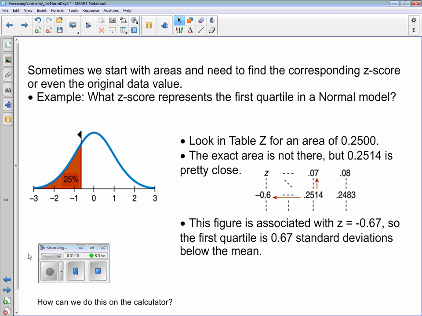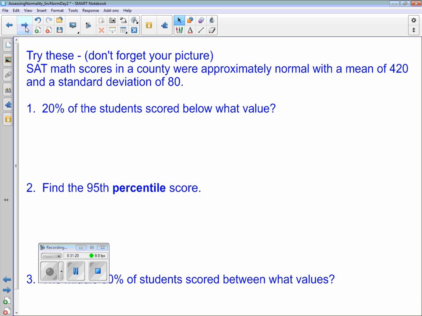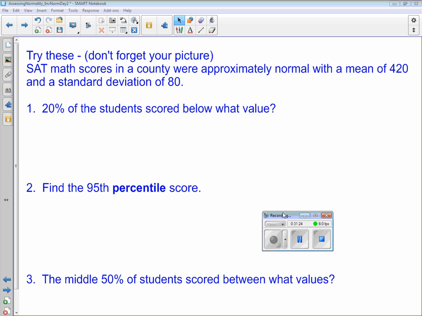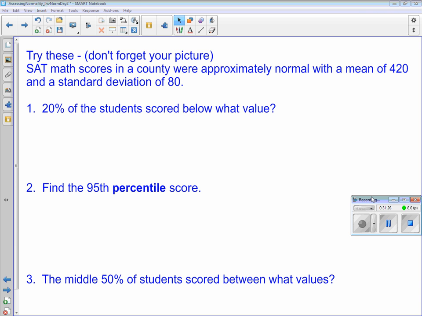Now, this is a textbook situation, and we're not going to be using the Z tables today. We're going to actually be using the calculator. So let's look at an example. So 1, 2, and 3. These are our 3 questions I'm hoping to get through before I send you off on your way. Your homework is just going to be work on your normal probability packet, by the way.